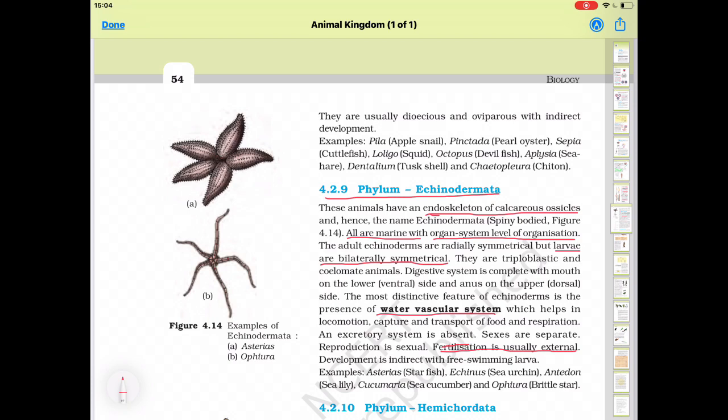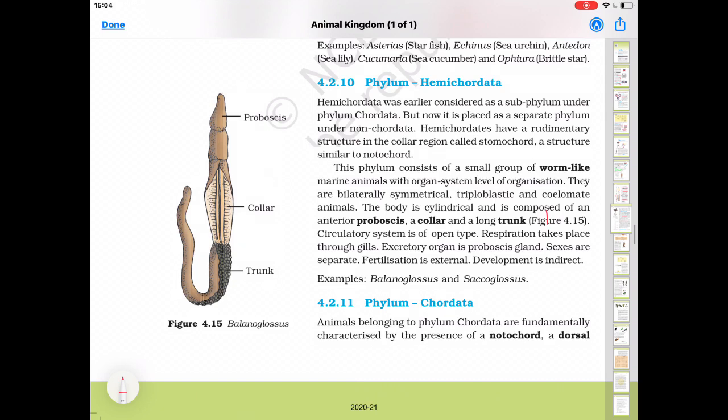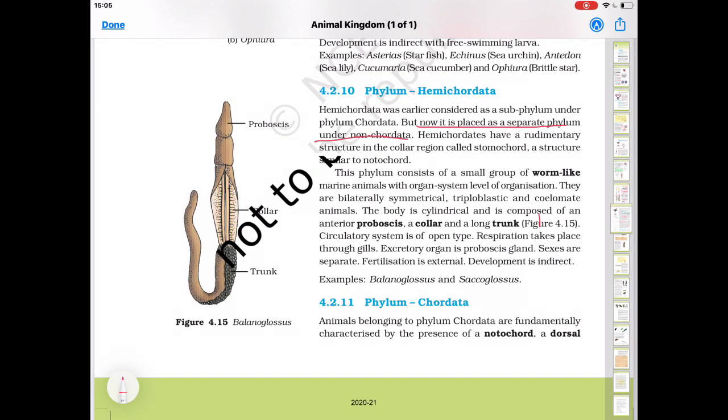Next is phylum hemichordata. Hemichordata was earlier considered as a subphylum under phylum chordata, but now it is placed as a separate phylum under non-chordates. Hemichordates have a rudimentary structure in the collar region. Rudimentary means very small. The collar has a stomochord, a structure similar to notochord.